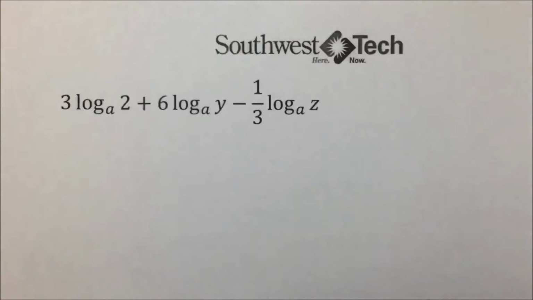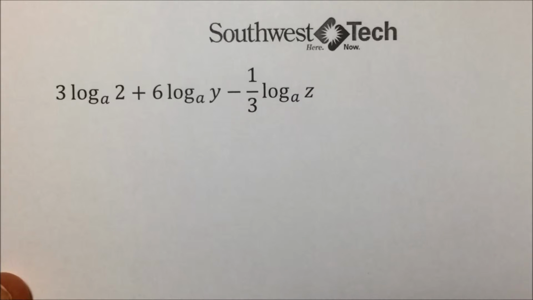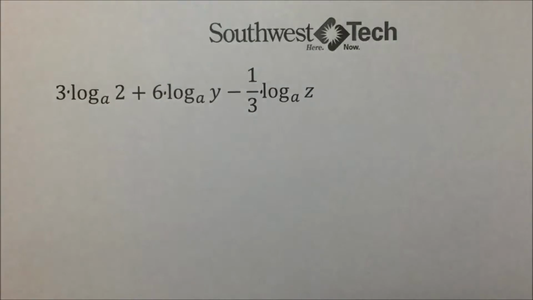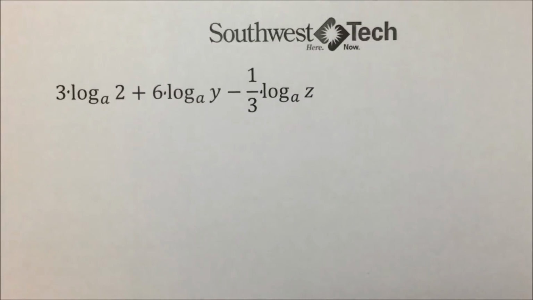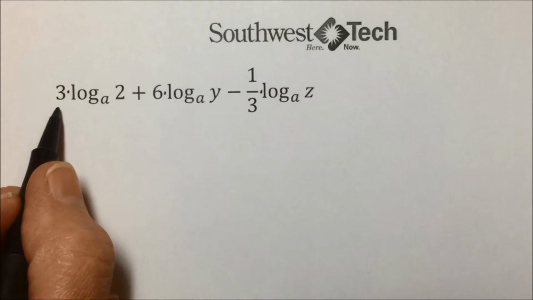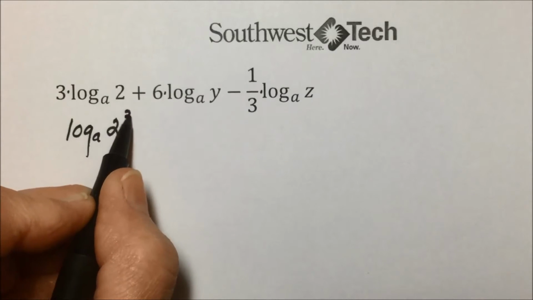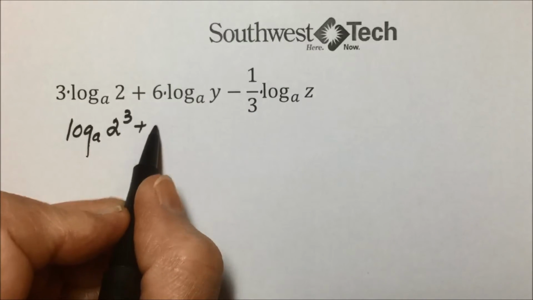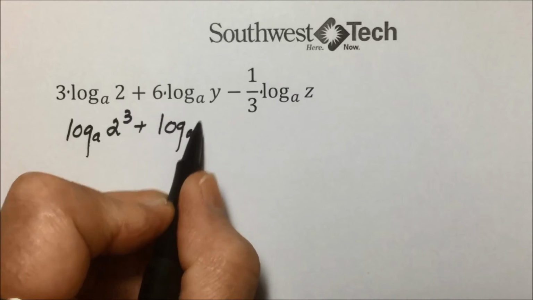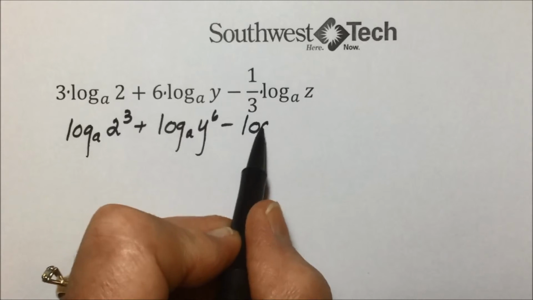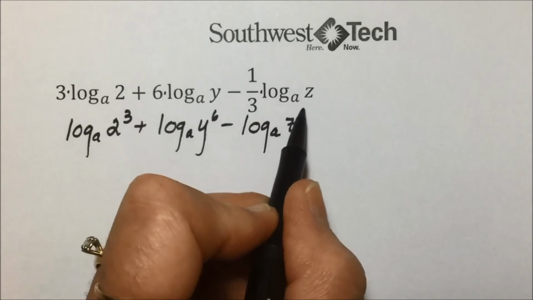In this next example, they're asking us to express this as a single logarithm. Same thing again, we're going to watch our order of operations. These coefficients become exponents when we use our power rule. So replacing the first one, this would be log base a of 2 to the 3rd power. The 6 will become the exponent on the y, and the 1/3 will become the exponent on the z.